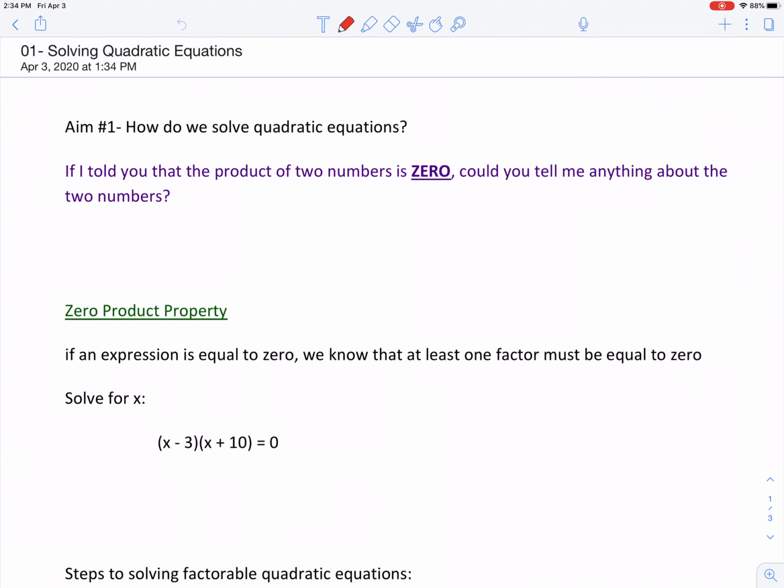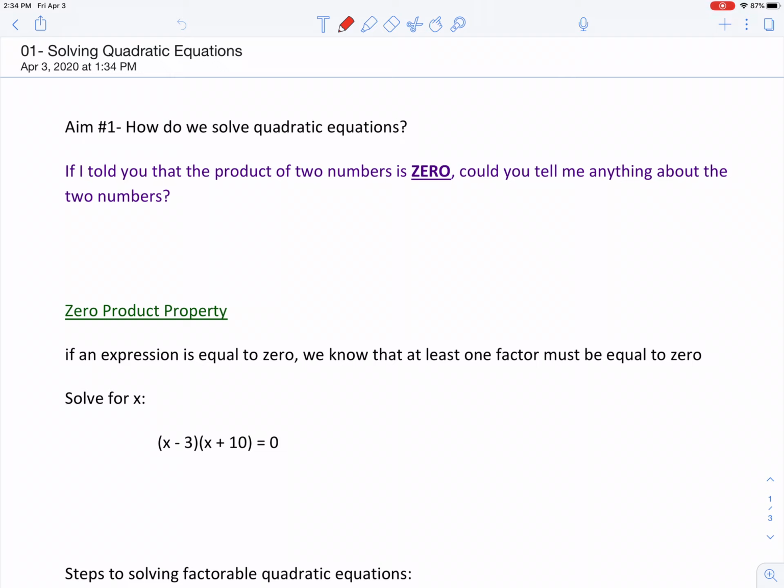Okay, so now we are starting the brand new topic. How do we solve quadratic equations? Everything we did in factoring is carrying over, which is why it's so important that you understand factoring. I went very slowly, but if you need help, you need to contact me and I will try to figure something out to help you.